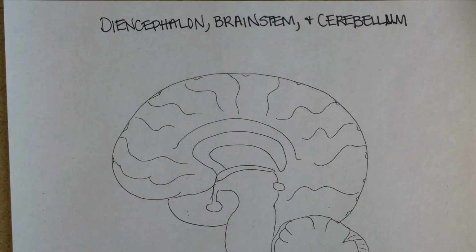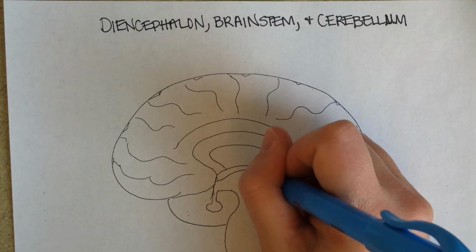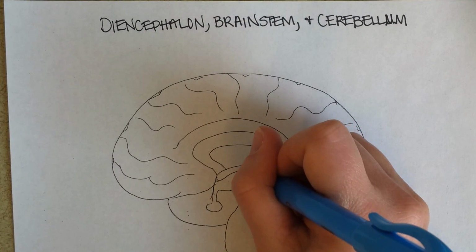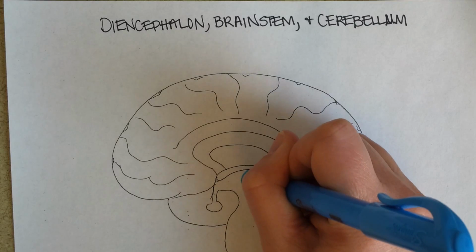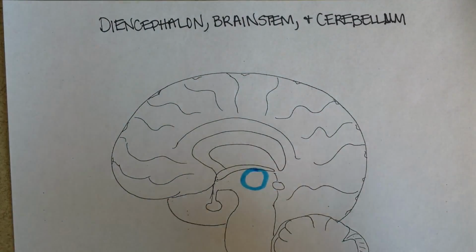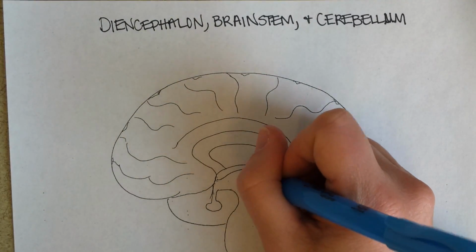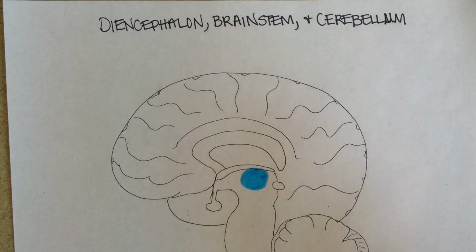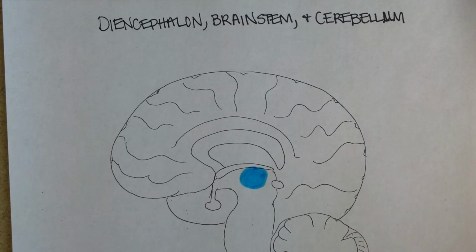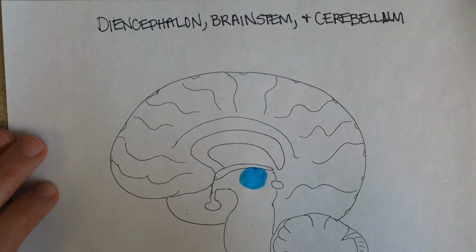Okay, so the diencephalon, the first region that we'll cover, you have to make your circle no bigger than that. Hopefully you can see that okay. You don't want to go any lower down because then you start to get into the midbrain. So then you can use your blue pen for the thalamus.